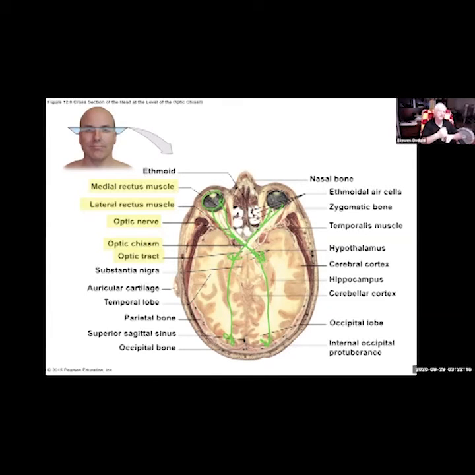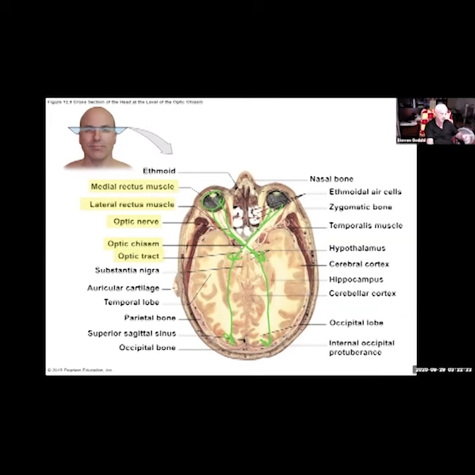If you get hit in the side of the head, it's not going to affect your vision. It's going to affect your hearing. That's for your external acoustic meatus, where your auditory nerve is on the side. So if you get hit on the side, you're going to hear bells. If you get hit in the back of the head, you can see stars because of how your nerves run.